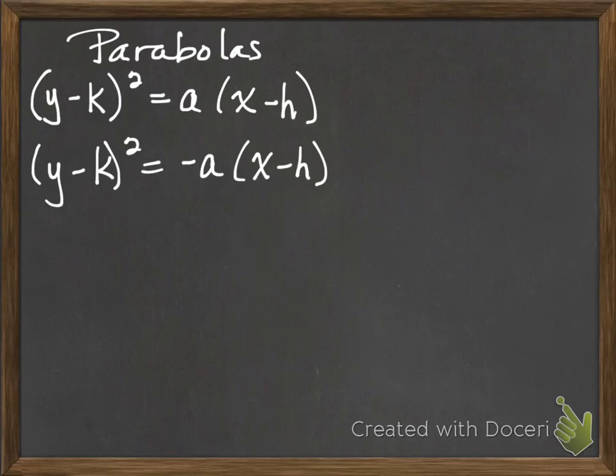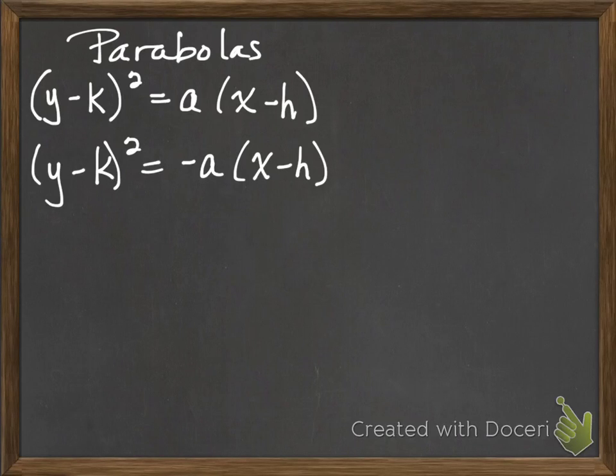When the x is not squared, the parabola opens left or right. So let's connect something that's common sense. We know x values go left and right. So on your parabola, when you look at that equation, if it's already in standard form, and the x is not squared, the parabola is going to go left or right.